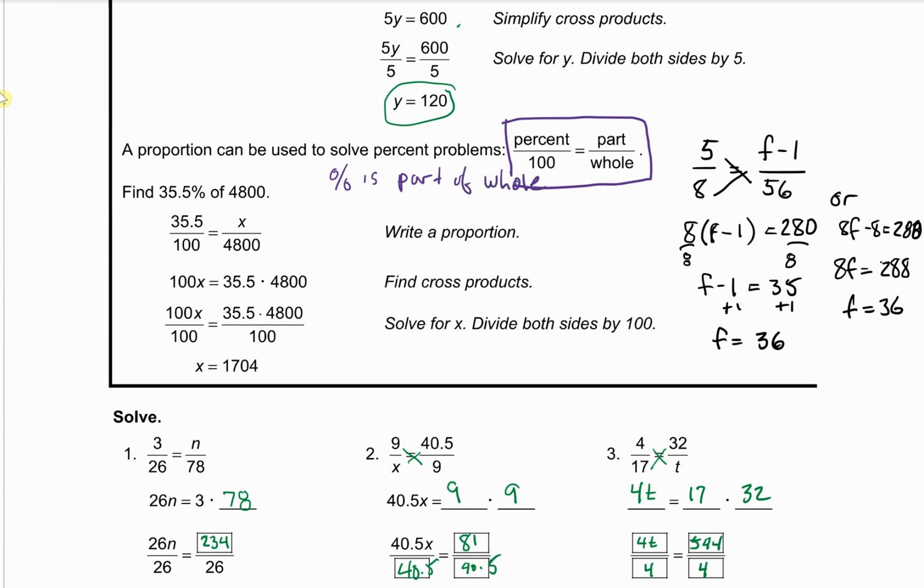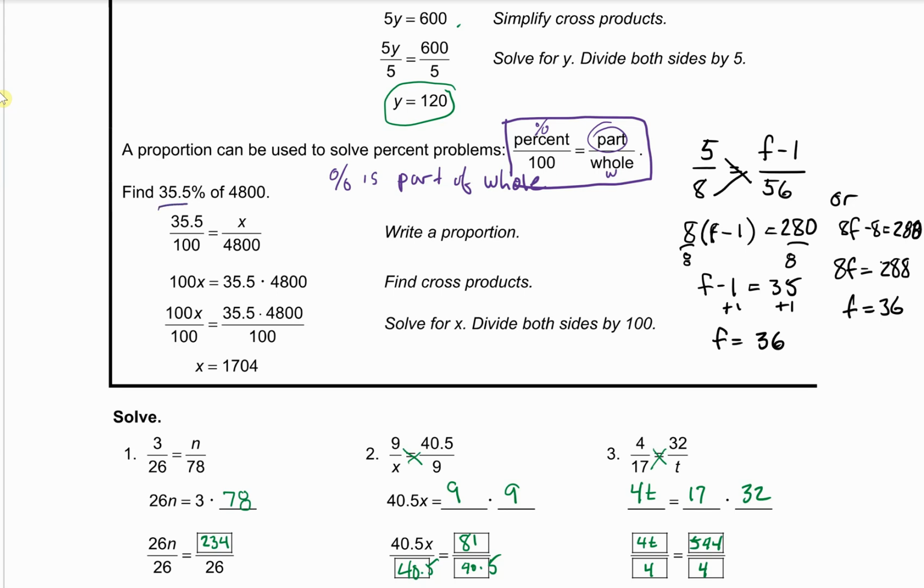So they're going to give you some problems. And most of those problems, they're going to give you a percent, and they're probably going to give you the whole value, and you're going to have to find the part. But occasionally they're going to give you the part, and you're going to have to find the whole, or they might give you the part and the whole, and you're going to have to find the percent. No matter what, they're going to give you 2 out of these 3 variables. Notice 100 is always going to be there. So they give you 2 of those 3 numbers, and you've got to find the third.